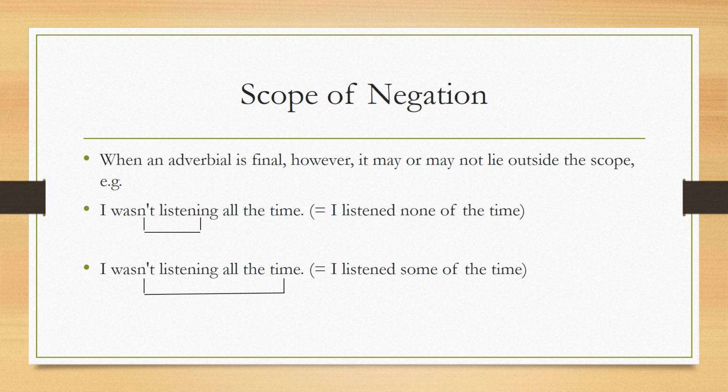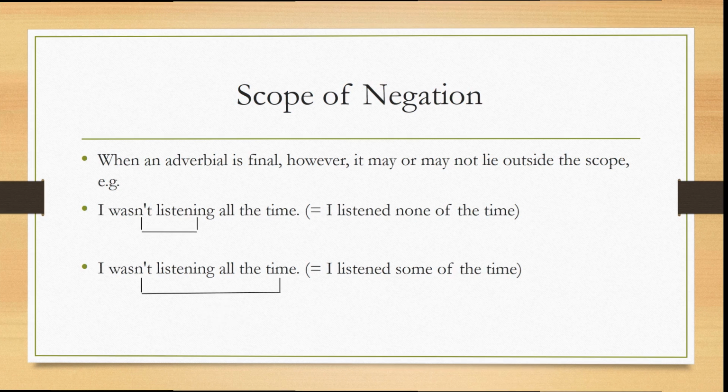But when I say "I wasn't listening all the time" and we change the scope of negation to include "all the time" within it, then "all the time" also has a negative meaning. So this means that I listened some of the time. So you see the final adverbial may be within the scope of negation or outside it, and for each case it will have its own meaning.